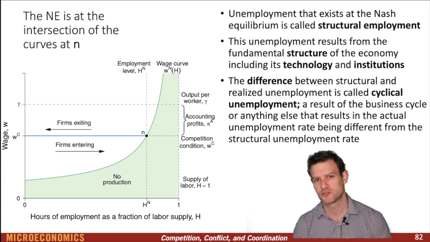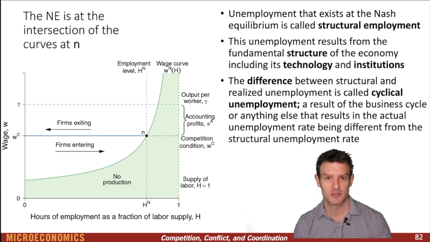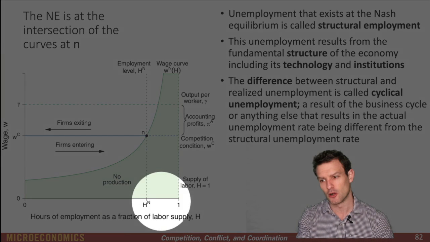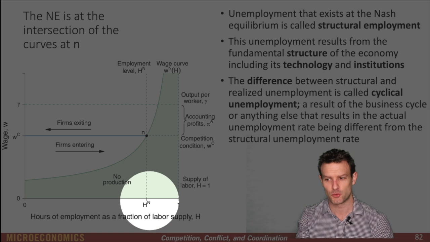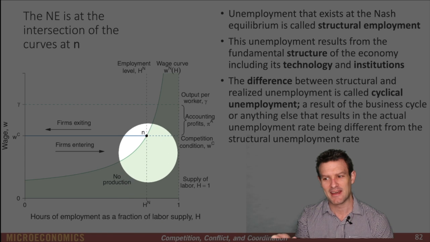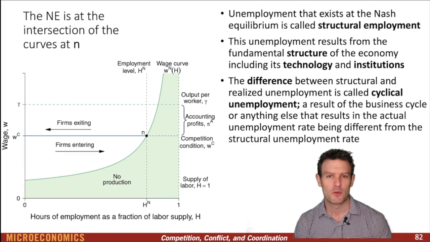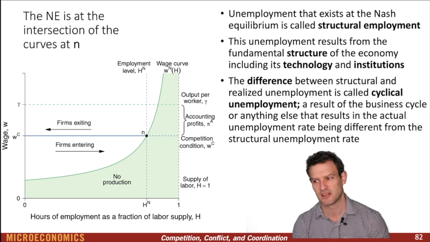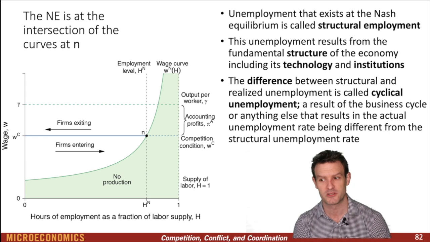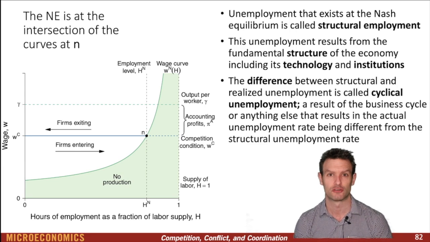So there is a difference between structural unemployment and realized unemployment. Even though this is the long-run predicted level of unemployment, in a given period there will be a difference between this Nash level of employment and the actual employment in an economy. In the short run, we would think that difference is cyclical unemployment, which is a result of the business cycle or anything else that results in the actual unemployment rate being different from the structural unemployment rate. So at Hn, that's the structural employment, and the complement, 1 minus Hn, is the structural unemployment.